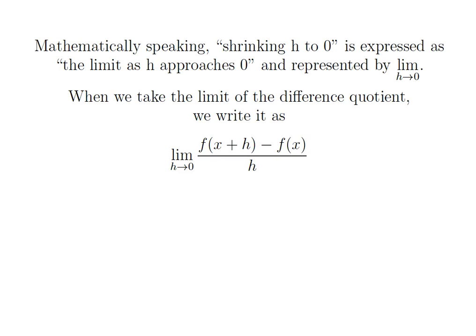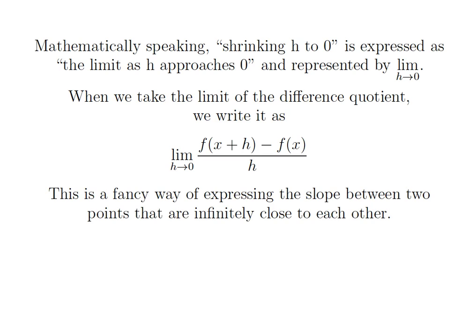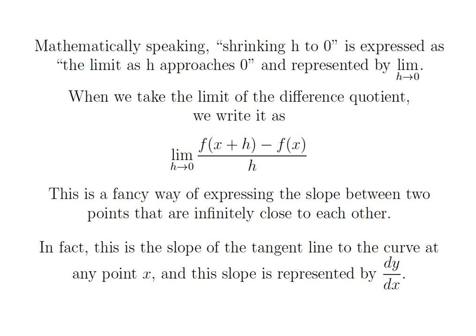When we take the limit of the difference quotient, we write it as the limit of f of x plus h minus f of x all over h as h approaches 0. This is a fancy way of expressing the slope between any 2 points that are infinitely close to each other. In fact, this is the slope of the tangent line to the curve at any point x, and this slope is represented by dy dx.